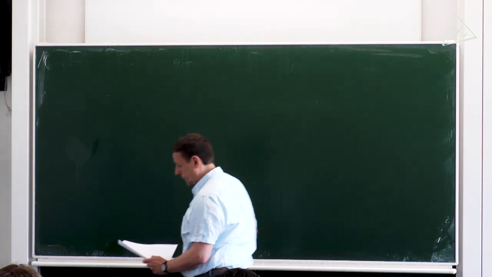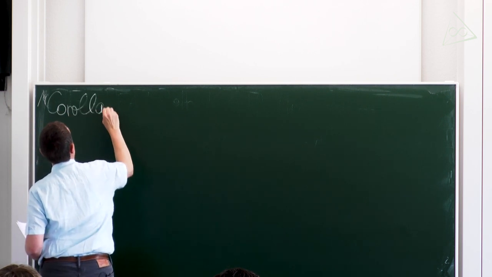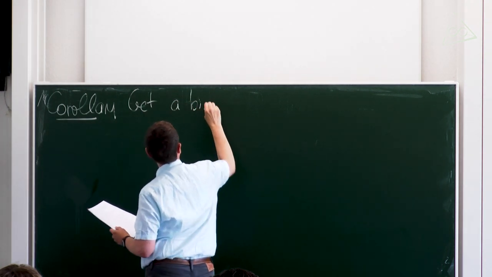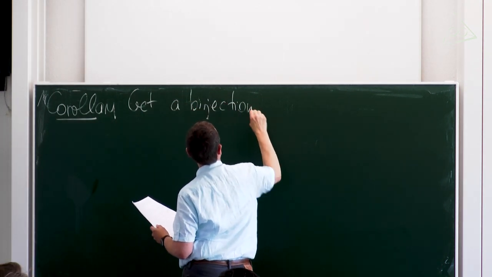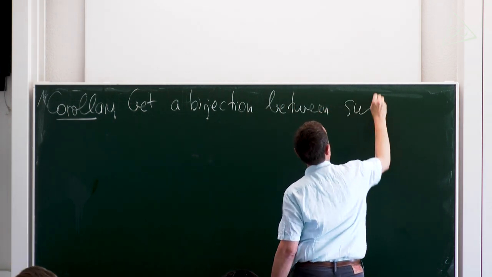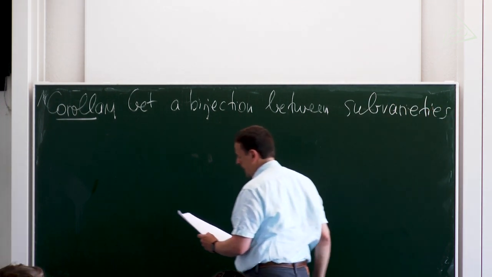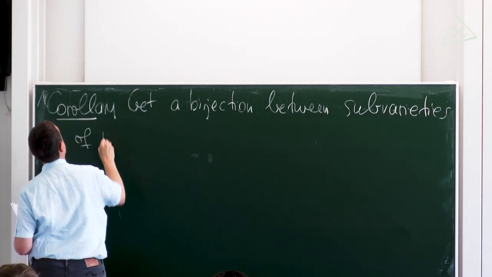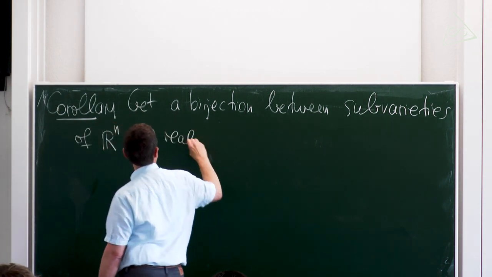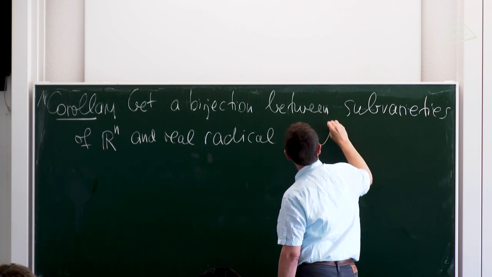First of all, we have the corollary, right? So formally, we have the same corollary as before. So we get a bijection between real varieties, so subvarieties in R to the n, and real radical ideals in the polynomial ring.